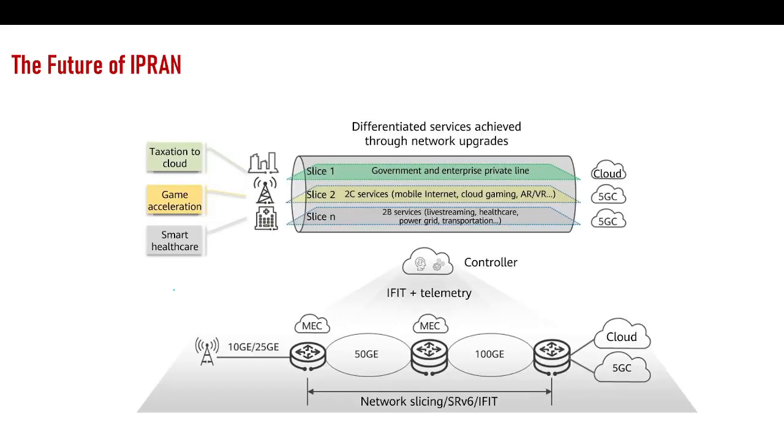And finally, the future of IPRAN. IPRAN is evolving with the coming of 5G, cloud computing, and we are even now talking of 6G. So we also need to think about the future of IPRAN. Some of the key highlights are network slicing, iFIT, telemetry, SRv6, and then you can also see it in terms of capacity.